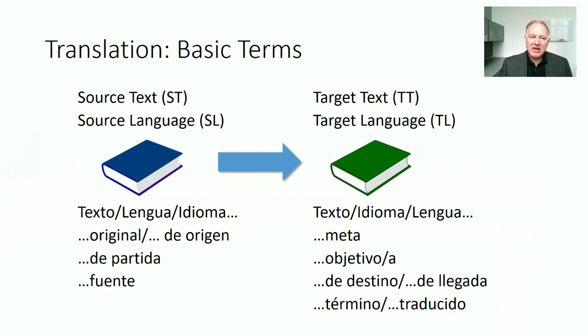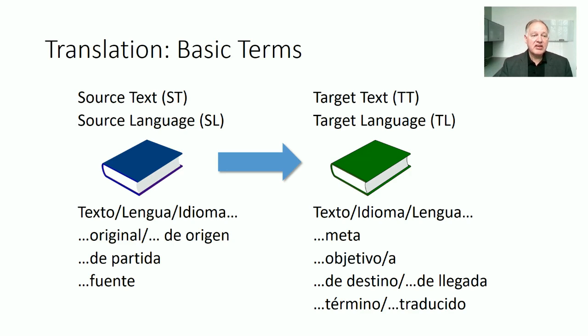So first of all, some basic terms which we may have already covered in class, right? When we talk about translation, we talk about going from the source text, or ST, to the target text, or TT, in the source language, SL, to the target language, TL. So those are basic terms.